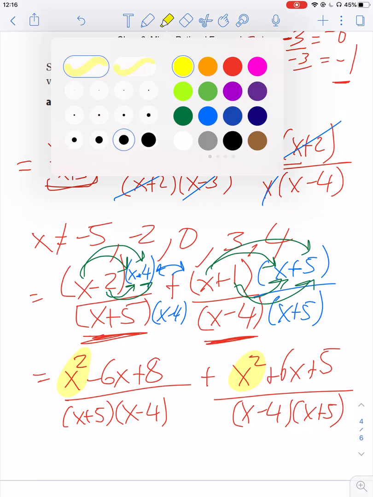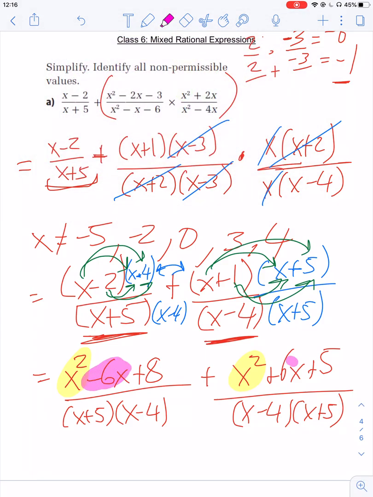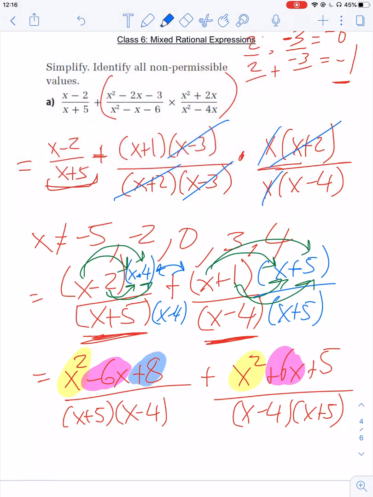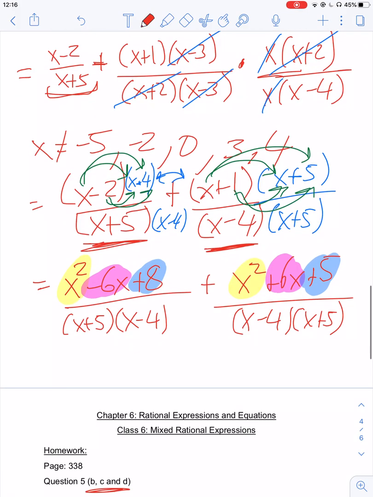And I'm going to combine this minus 6x with plus 6x, so that will disappear. Let's just use blue or something. This is actually pretty cool. So when you combine this together, this will equal 2x squared. The yellows will give me 2. The x term will cancel, and then 8 plus 5 is 13. And at the bottom, I'm going to have the same denominator, x plus 5, x minus 4.